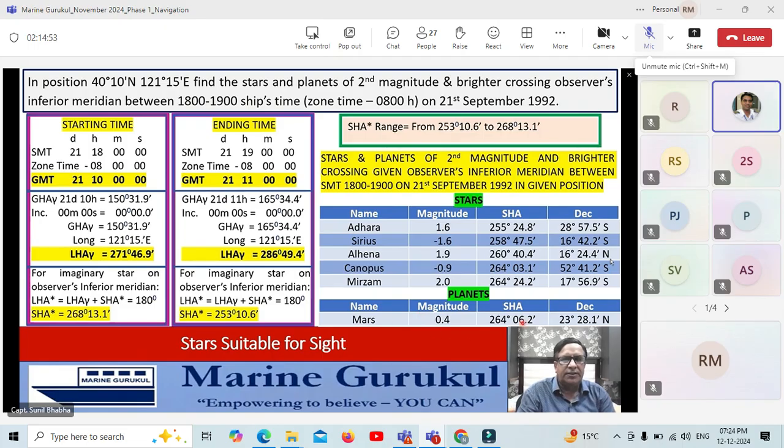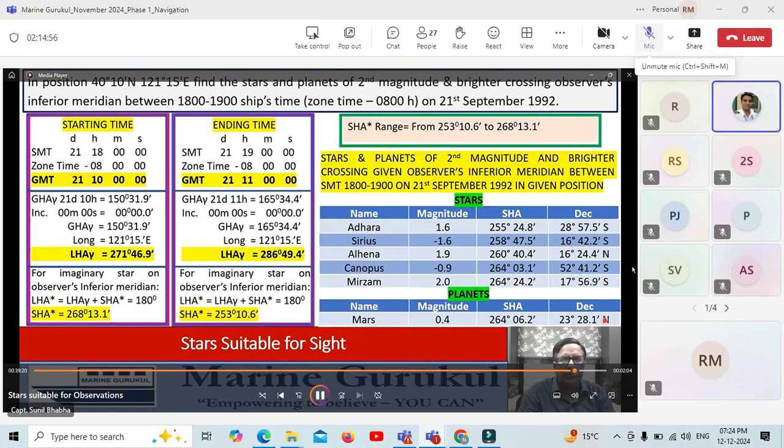Now, where do we get this SHA of Mars from? Where do we get the declination of Mars from? Okay. That we are aware, we get it from the daily page of the almanac. So have a good look at the solution, beta. Let me know any doubts coming in.